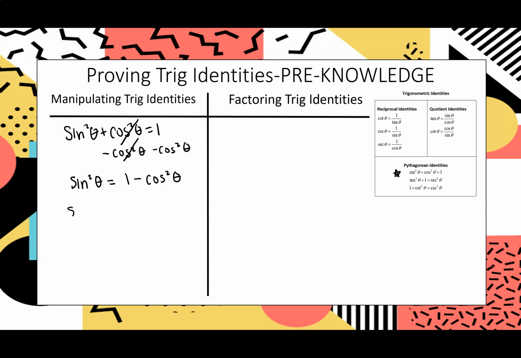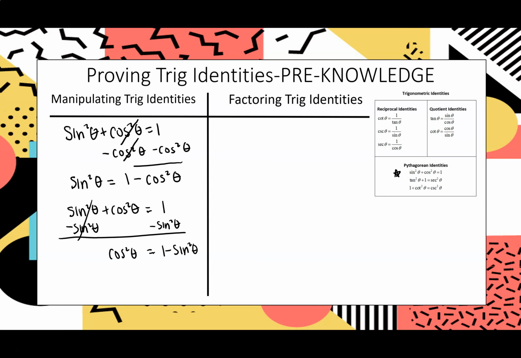Let's go back to sine squared theta plus cosine squared theta equals 1. I can subtract sine squared theta this time. And this is going to give me cosine squared theta equals 1 minus sine squared theta. So I've already just taken one trig identity and rewritten it a different way. You can do that with all the other trig identities as well.